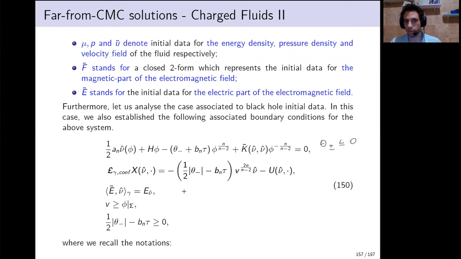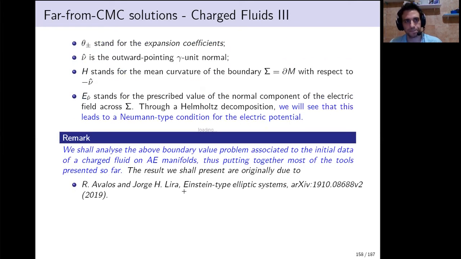And here we can also recall the notations associated with the coefficients. So theta plus and minus stand for the expansion coefficients. This nu hat stands for the outward pointing gamma unit normal along the boundary. Gamma stands for the mean curvature of the boundary with respect to minus nu. This is the prescribed value for the normal component of the electric field along the boundary.